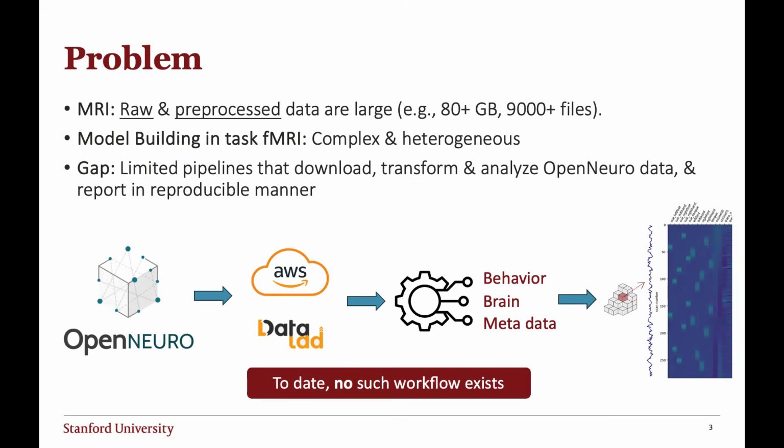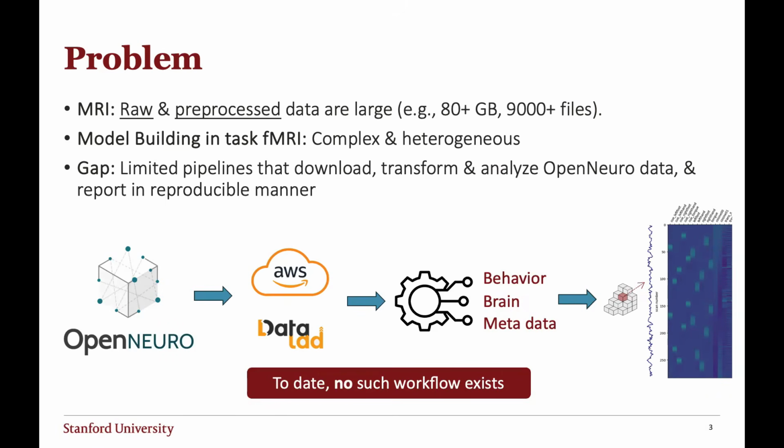So if we consider that oftentimes you can go on OpenNeuro, there are some command line scripts and CLIs that you can use to download it to your machine. Then you have to figure out the behavioral, brain, and metadata stuff to then build your voxel-wise univariate models by fitting your task-relevant regressors and nuisance regressors to those time series. So no such workflow exists.